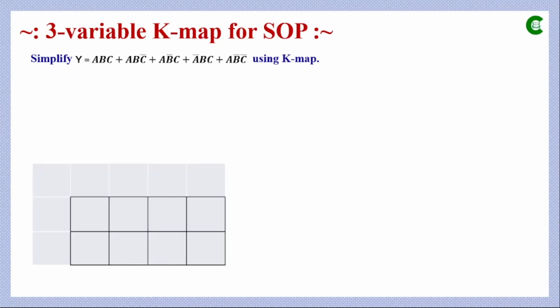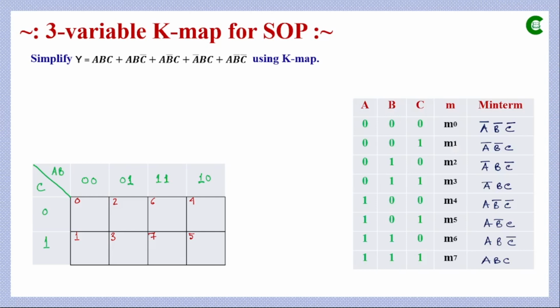First we will draw the K-map. Then we will complete the marking of the variables and their corresponding values. Then we will complete the marking of the cells, which is not mandatory. And then we will take the help of the truth table, and from there we can easily map the minterms and their corresponding decimal values as well. Then we will see which cells will be marked by 1 as per the given minterms.